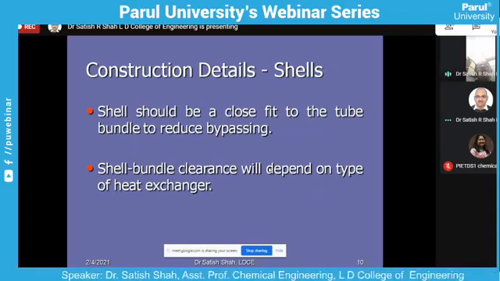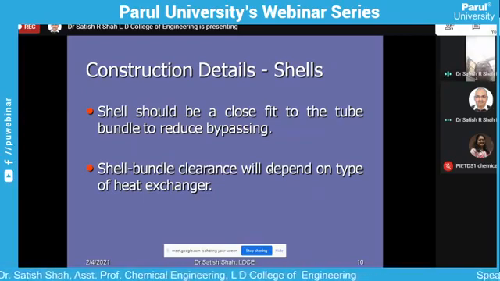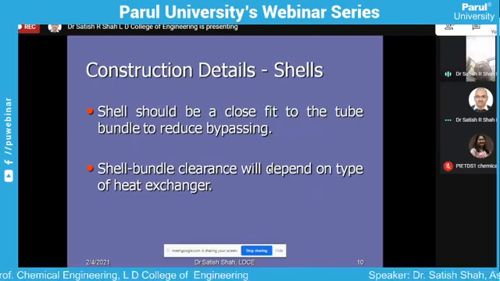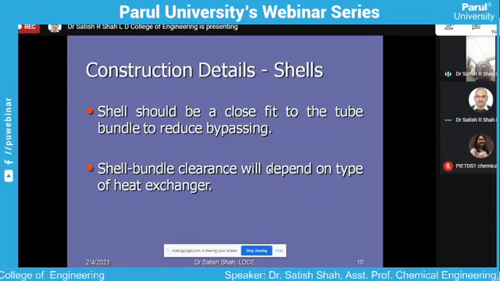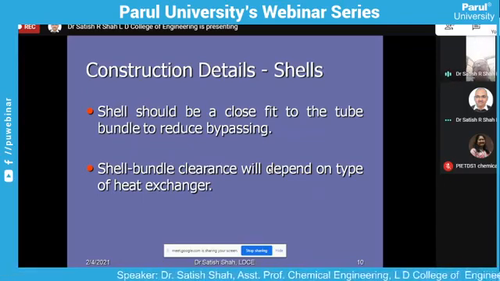Then I will take my shell diameter to be 300 mm. This is a rough figure. Later on you have to verify it with the standard available pipe size. What do I mean by this? 300 mm is roughly 12 inch, so you have to refer to the pipe table. For a 12 inch pipe, what is the OD and the ID? Suppose you are taking schedule 40. Accordingly, you have to verify the dimensions and whether the number of tubes we have taken fits in this or not.